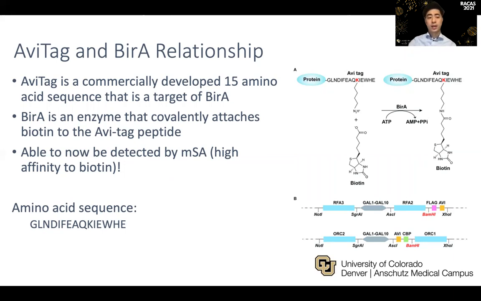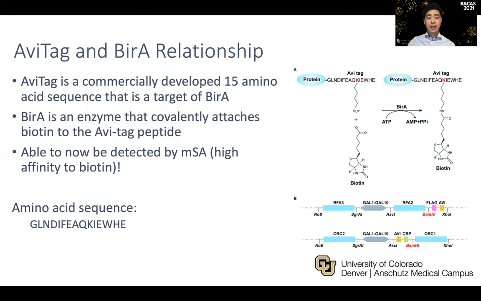In addition to this, BirA, as I've mentioned, is the enzyme for which AviTag is a target. BirA covalently attaches biotin molecules to the AviTag peptide. As I've mentioned earlier, MSA has a high affinity to biotin, and because of that you can see the relationship where Tn5 kicks in. Tn5 inserts the oligo, which can later be detected with genomic DNA sequencing.